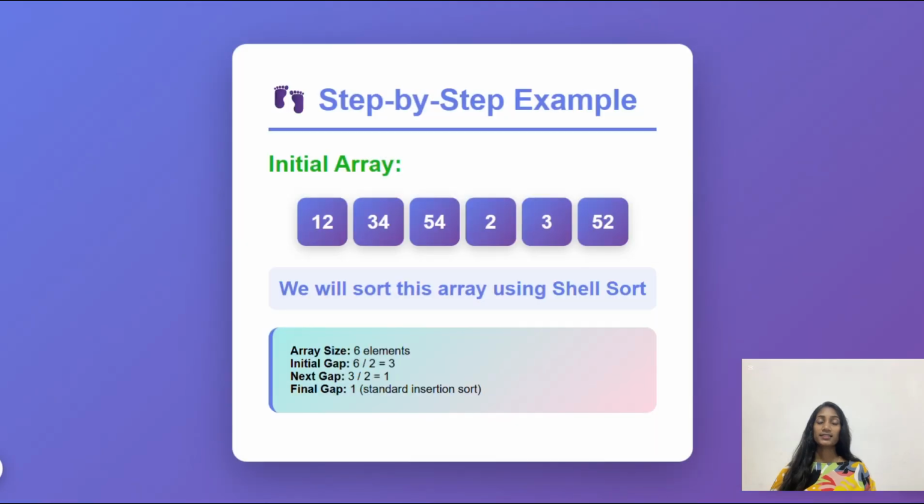Now, let's look at a step-by-step example to understand shell sort clearly. The initial array is 12, 34, 54, 2, 3 and 52. The size of the array is 6. So the initial gap is 6 divided by 2, which is 3. Then the next gap will be 1. In the next slide, I will explain how the sorting happens step by step.